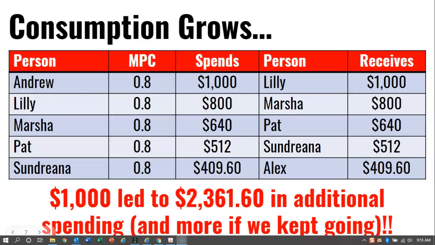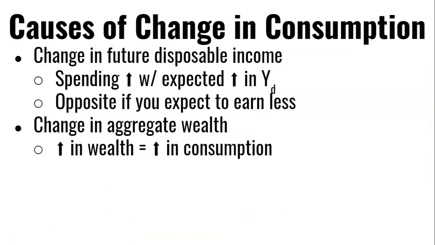Now let's take a look at what is going to cause changes in consumption. So changes in consumption will occur when there's a change in future disposable income. Your spending increases when your expected income also increases. So if you're sitting there at work and your boss comes in and says, hey, you know what, next month I'm going to go ahead and give you a 10% pay raise, you're realistically going to start spending that pay raise now. You're not going to wait because you have full expectation that's going to happen. And so you begin to live into that income now.